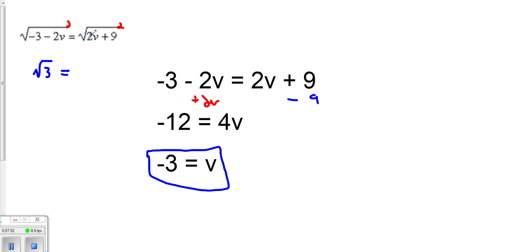2 times v means 2 times negative 3 is negative 6. Negative 6 plus 9 is 3, so this side becomes the square root of 3 as well. So neither side gave us the square root of a negative, so this is okay. It checks out. And we know that square root of 3 does actually equal the square root of 3, so this one is okay.